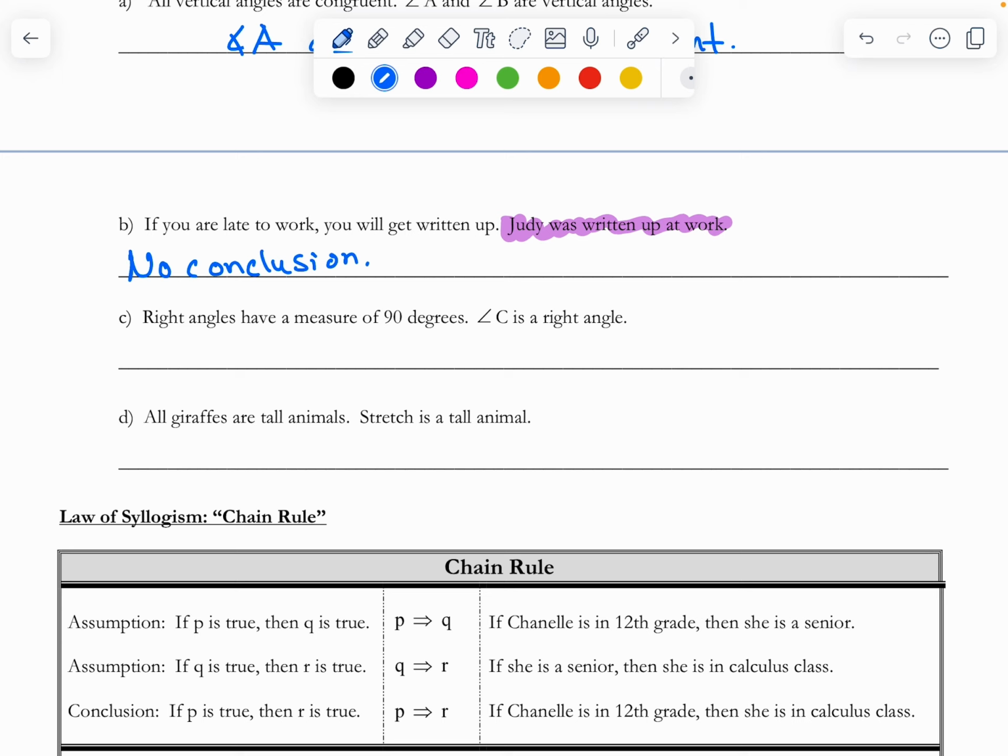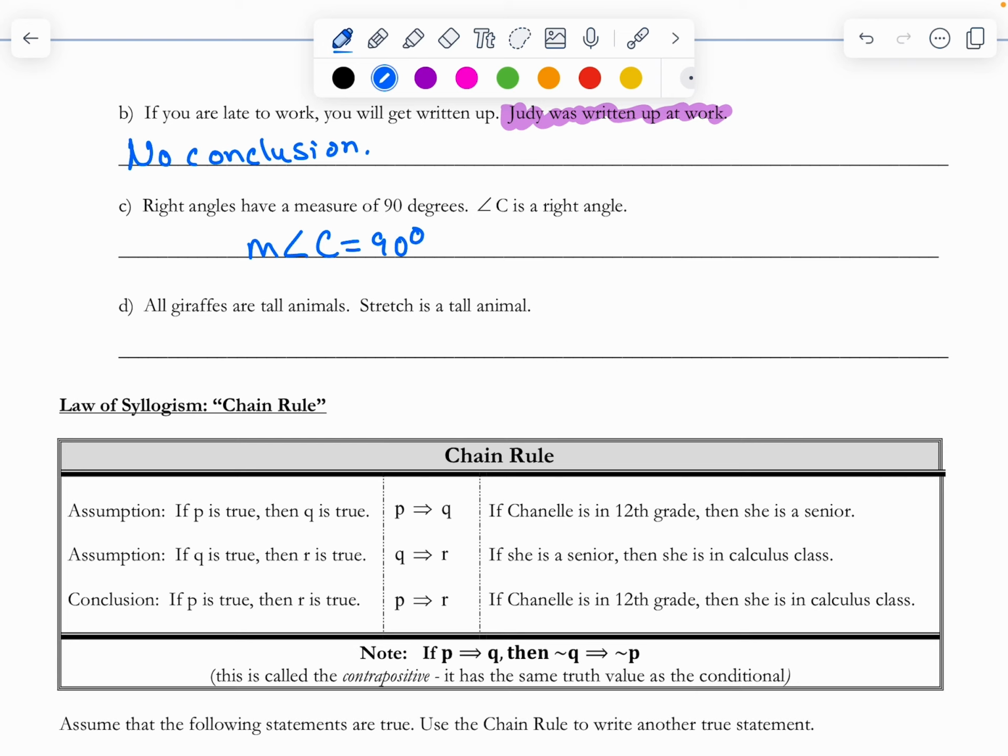Right angles have a measure of 90 degrees. Angle C is a right angle. So therefore, here we can say the measure of angle C is 90 degrees. All right angles have a measure of 90 degrees, so if C is a right angle, it has to have a measure of 90 degrees. And then D, all giraffes are tall animals. Stretch is a tall animal. Can we say that Stretch is a giraffe? No. We can't just say that it's a giraffe because it's tall. So no conclusion.